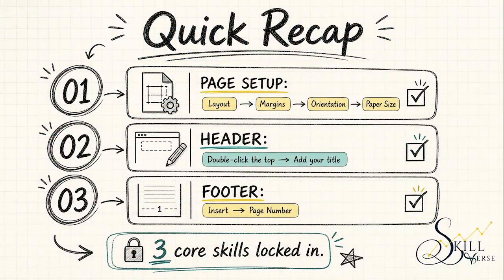So let's recap what just happened. First is page setup: layout, margins, orientation, and paper size. Second is header. Double click on the top of every page, type your title. And third is footer, insert page number, and it's done. And fourth is image: insert pictures, resize from the corners, and text wrapping. And the fifth thing we have done is table: we inserted a table, picked the size, typed some data and resized it. 5 things in one video.